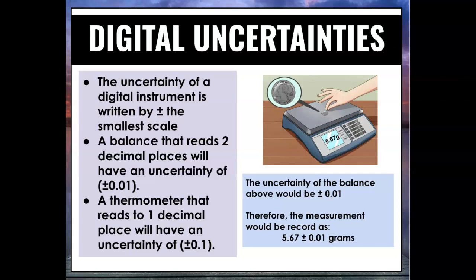So here's an example. I have a balance that reads to 2 decimal places, so therefore you would determine the uncertainty as plus or minus 0.01. And so therefore, when you're recording this as your data in your lab, you're going to record it as 5.67 plus or minus 0.01 grams.